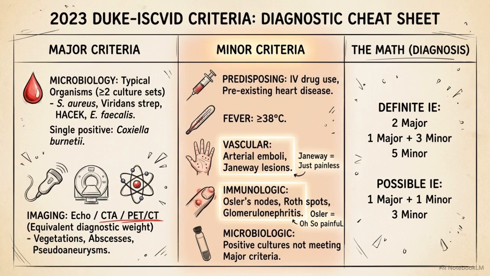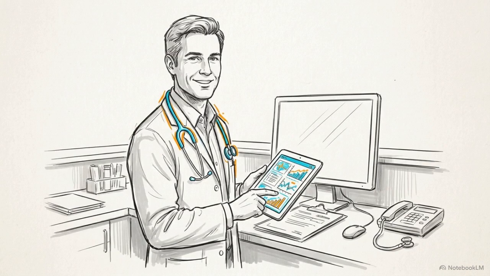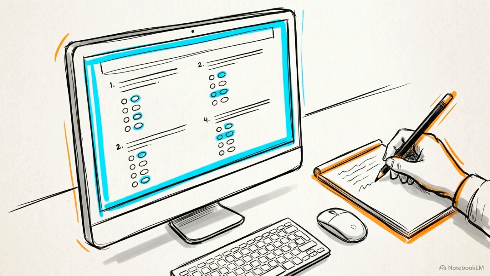This comprehensive summary chart organizes the entire 2023 update into a single view. Go ahead and screenshot this. It tracks your major organisms and imaging, including the new CTA and PET additions, against your 5 categories of minor criteria and the final scoring math. And remember the most frequently tested distinction. Osler is oh so painful and immunologic, while Janeway is just painless and vascular. Internalizing this framework gives you the systematic approach needed to navigate complex endocarditis cases, whether you are presenting on the wards or taking your board exams.